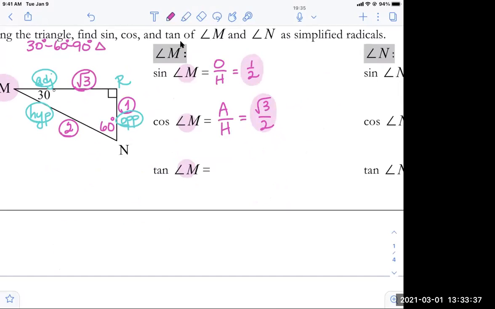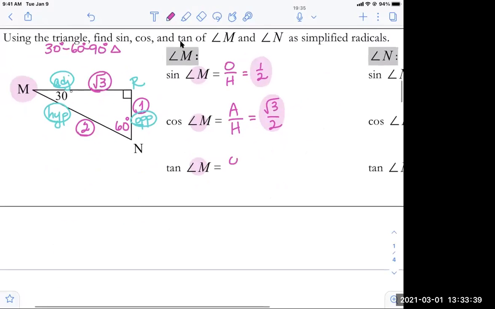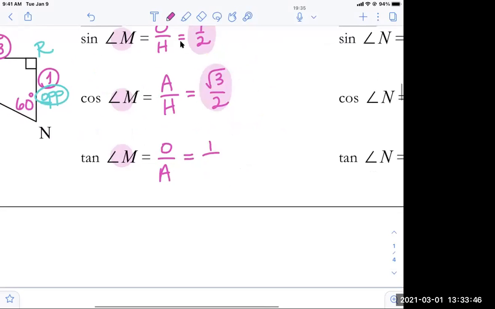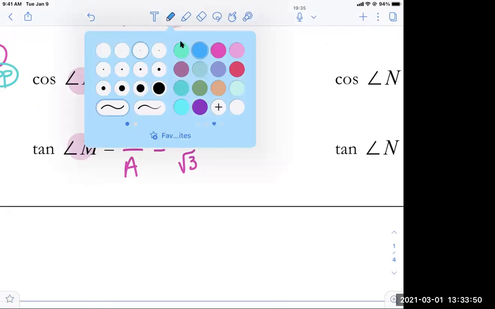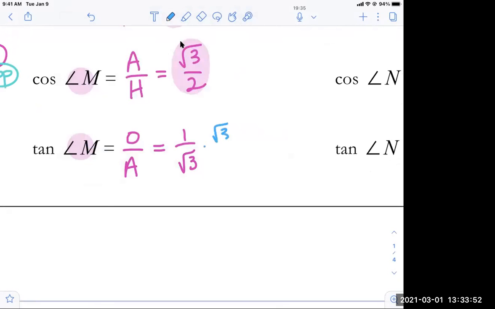Okay, and then for tangent of angle M, tangent's opposite over adjacent, so what would that be? 1 over root 3. Does that need to be simplified? Yes. So we'll simplify that, rationalize root 3 over root 3. Henry, what will that be? That would be root 3 over 3.